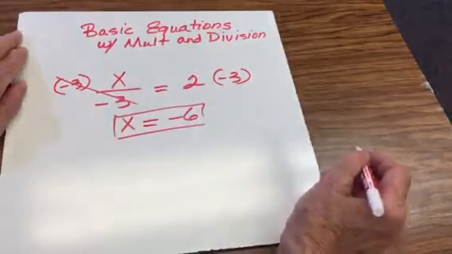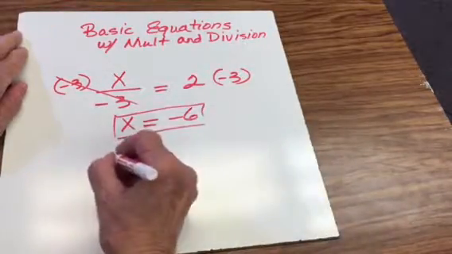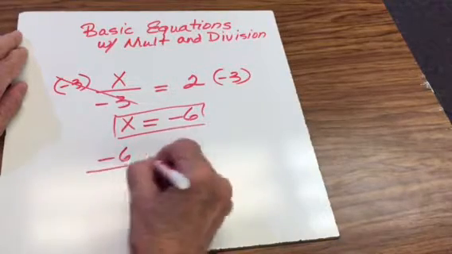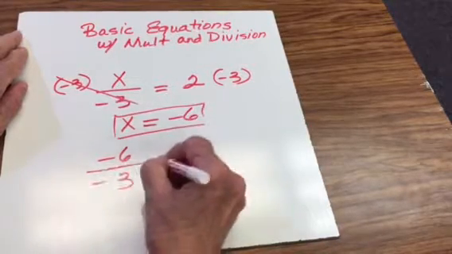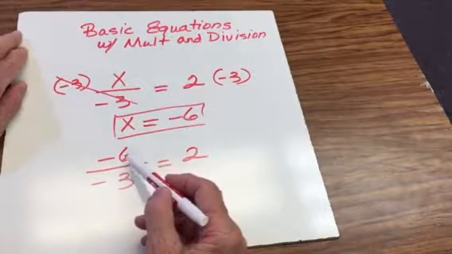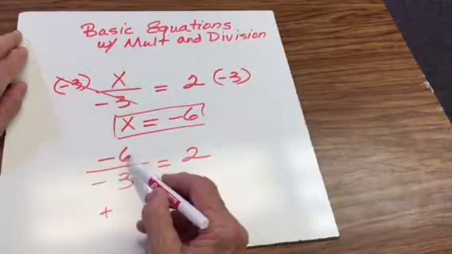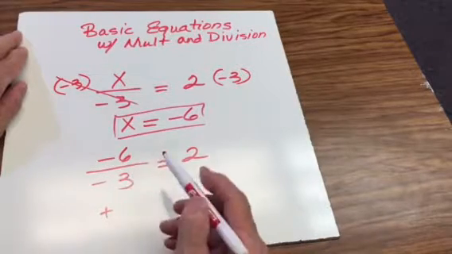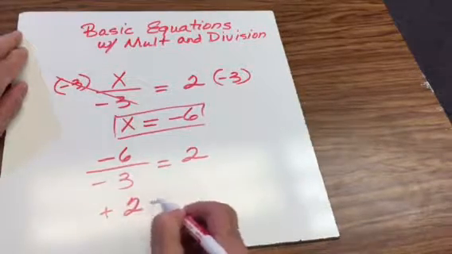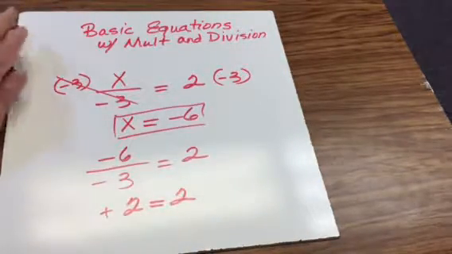Let's see if it's right. Put the -6 back in the original equation. -6 divided by -3 equals 2. Let's see if that's right. Negative divided by negative, we know it's going to be positive. 6 divided by 3 is 2. Does 2 equal 2? Yes. Therefore, we know that our answer is correct.